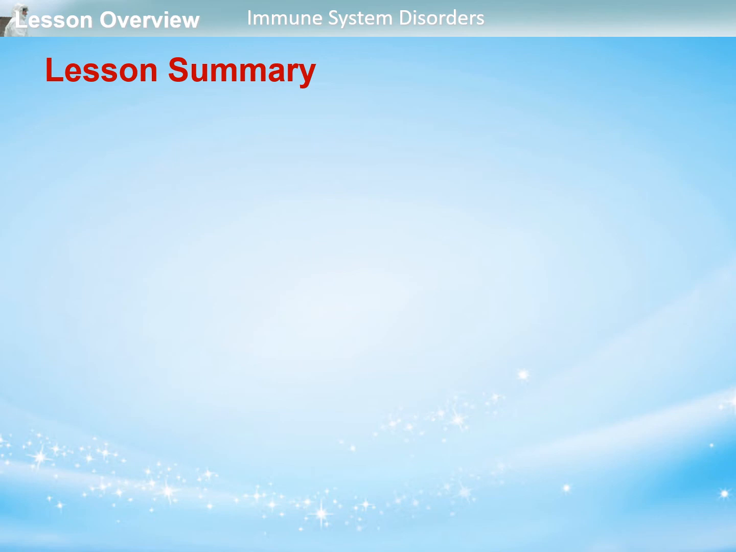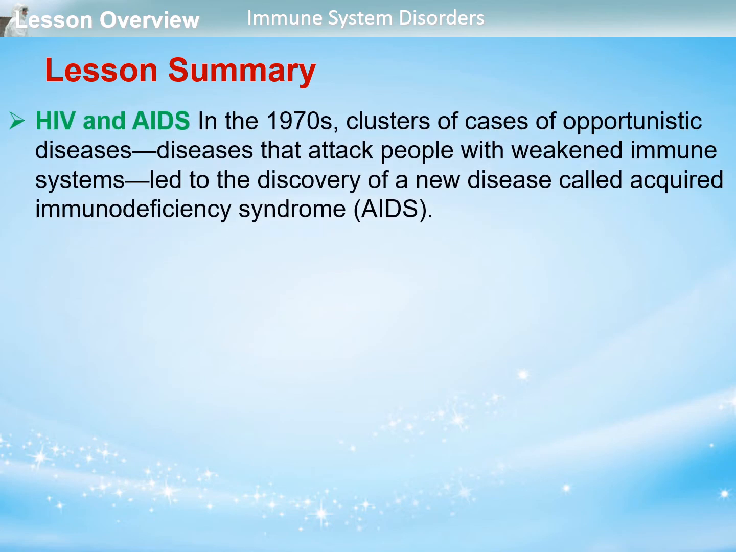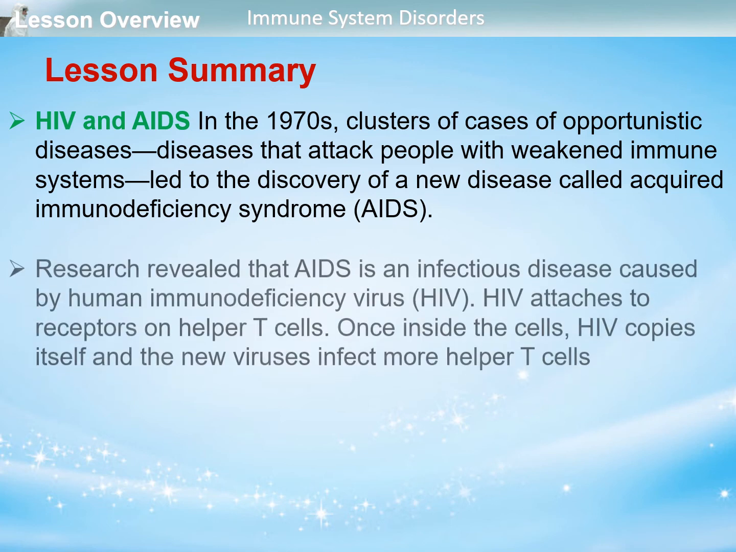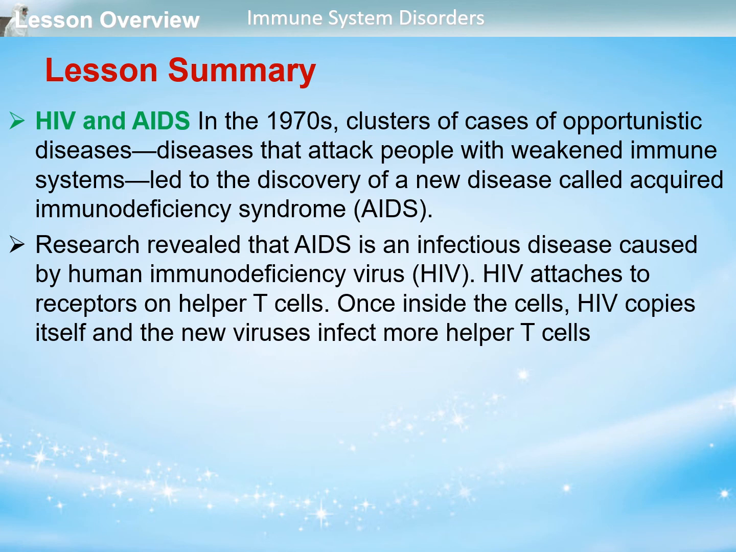So let's summarize the lesson on HIV. In the 1970s, clusters of cases of opportunistic diseases, diseases that attack people with weakened immune systems, led to the discovery of a new disease called acquired immunodeficiency syndrome, or AIDS. Research revealed that AIDS is an infectious disease caused by human immunodeficiency virus, or HIV.